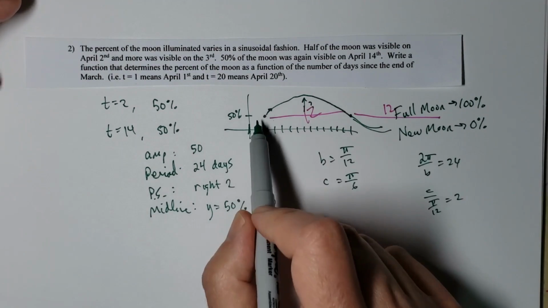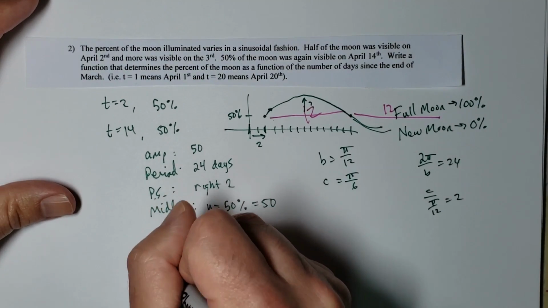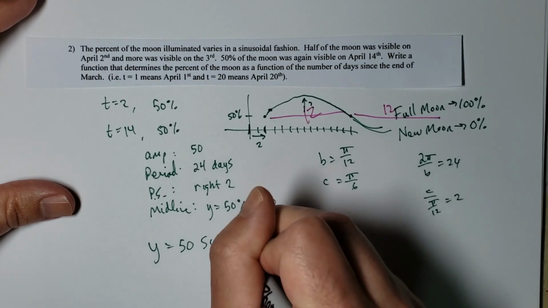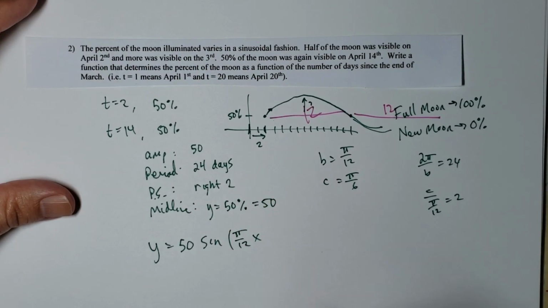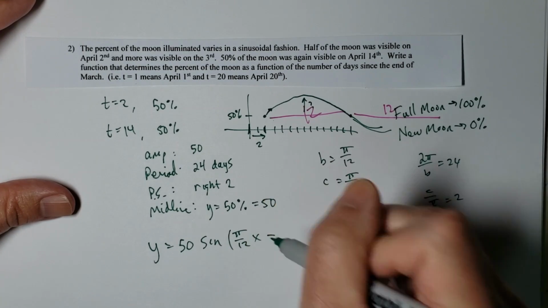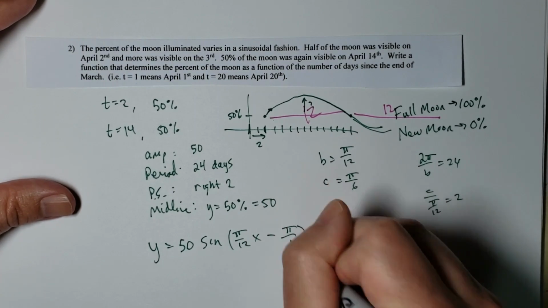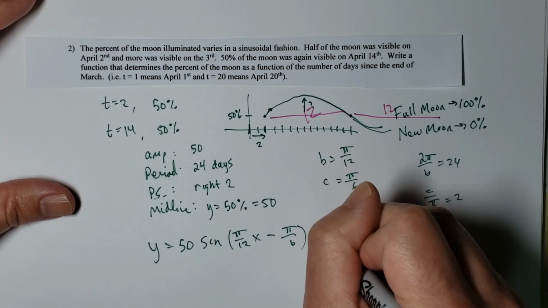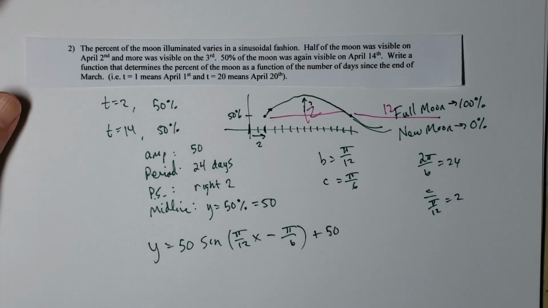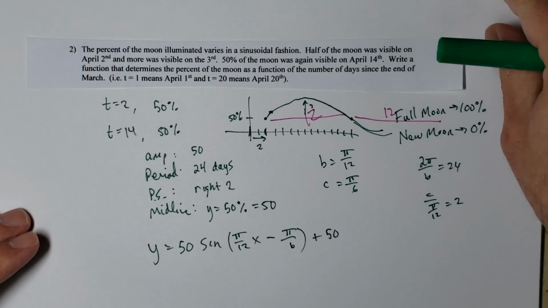And this is a sine. It's going in the positive direction first, so it's a positive sine. 50 sine of pi over 12 x. It's moving to the right, which means that I have to have a negative pi over 6 plus 50. And again, you could have had 0.5 here and 0.5 here as well. All right, that is the moon problem.